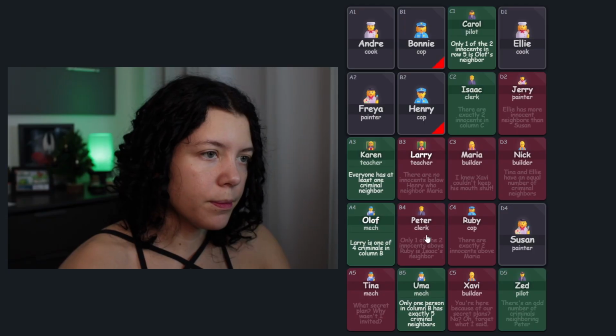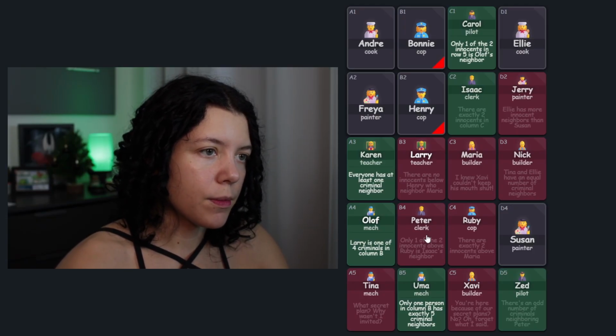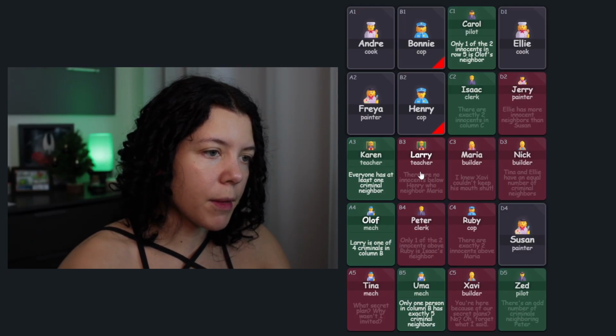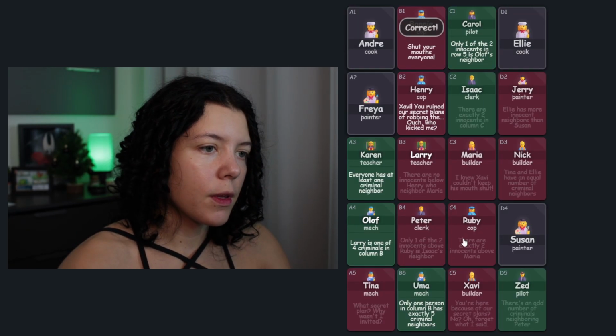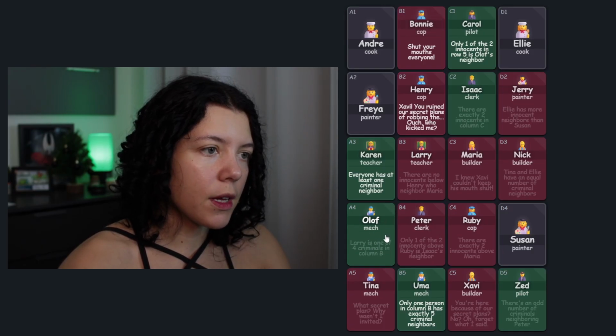That's Peter. Peter has 5 criminal neighbors. So we know that neither Henry or Bonnie could have 5 criminal neighbors, or Larry for that matter. Larry so far has 3. Oh, these 2 are both criminals, because column B has to have 4 criminals. Olaf told us that.